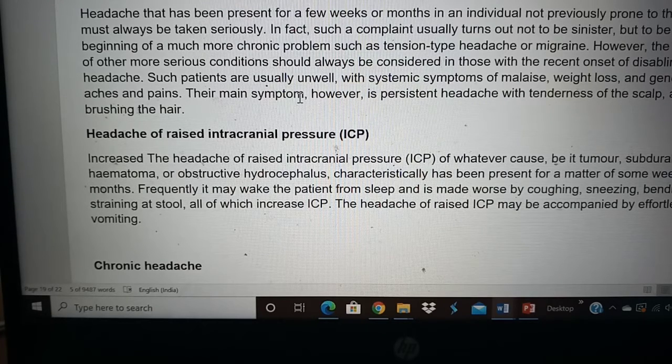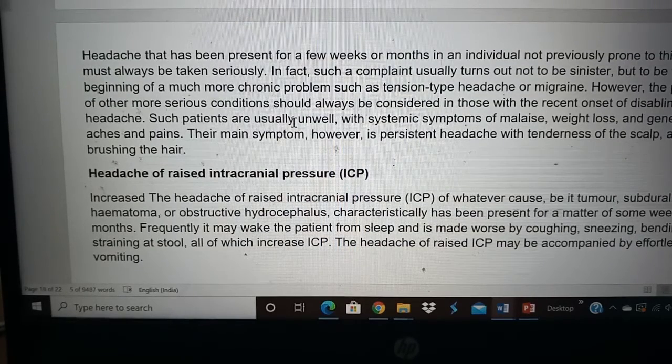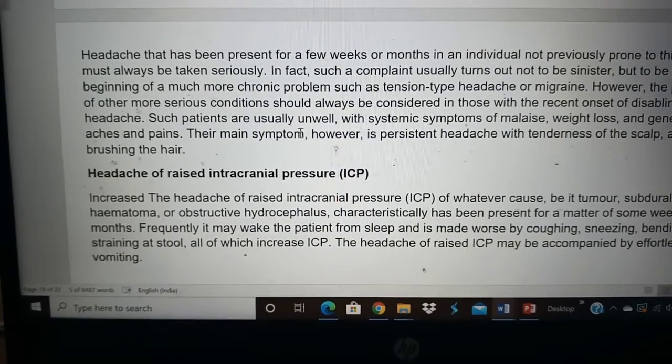There are a lot of other conditions as well where you can have raised intracranial pressure. And sometimes when a person coughs or sneezes, bends or strains at the toilet, all of these can raise the intracranial pressure. One common symptom which can accompany the headache caused by raised intracranial pressure is vomiting, and that too effortless vomiting. They don't retch, they don't bring it out, it just comes out on its own. So that can be a cause of raised intracranial pressure due to some lesion in the brain. So this is a cause of subacute headache.